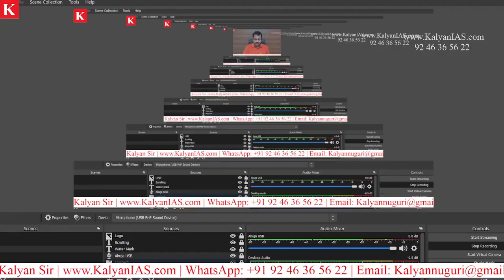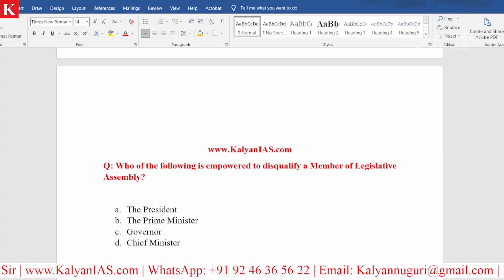What is the Constitution saying? The Constitution is permitting the disqualification of an MLA. But the point is: who is empowered to disqualify an MLA, meaning a member of legislative assembly? Regarding that, we are going to discuss. But before that, I would like to show you one question. Kindly look at the question, then we'll go ahead.